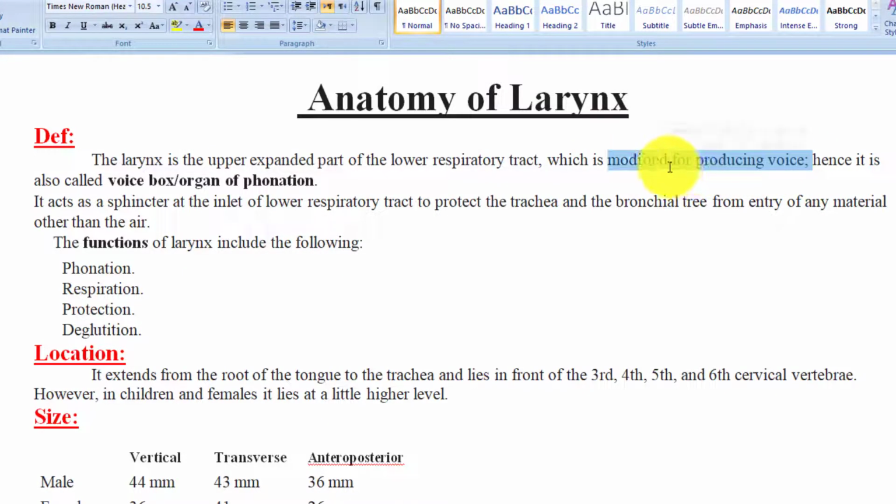There is another function that the larynx plays: it is the organ of phonation. It produces sound, hence it is also called the voice box, the organ of phonation, or the sound box. It acts as a sphincter at the inlet of the lower respiratory tract to protect the trachea and the bronchial tree from entry of any material other than air.